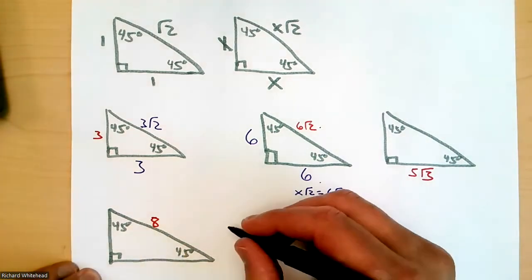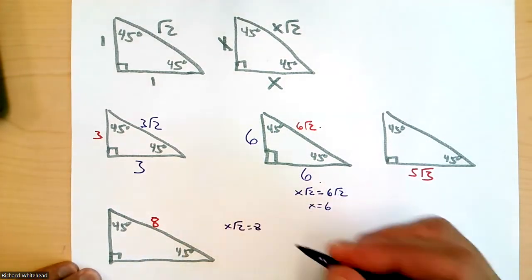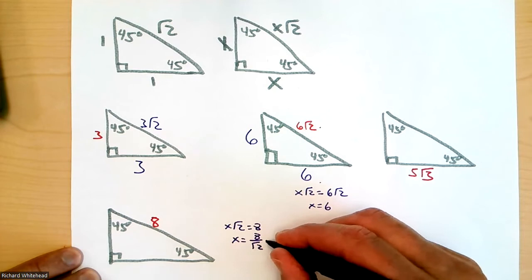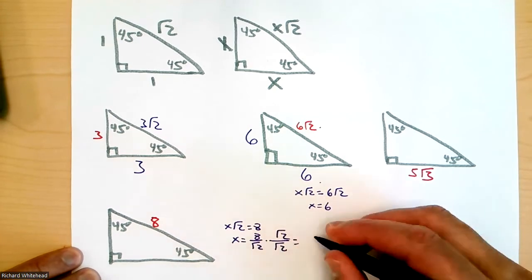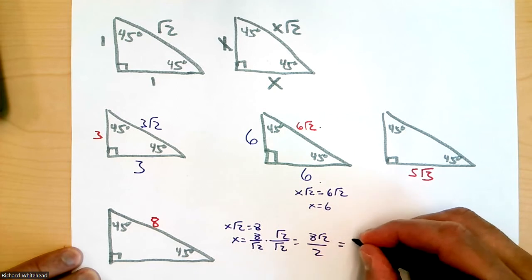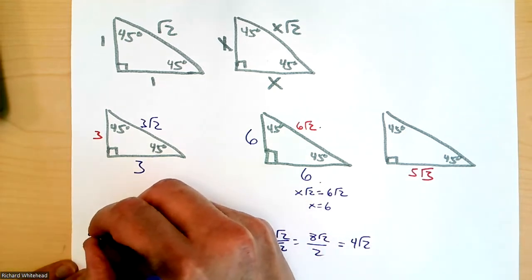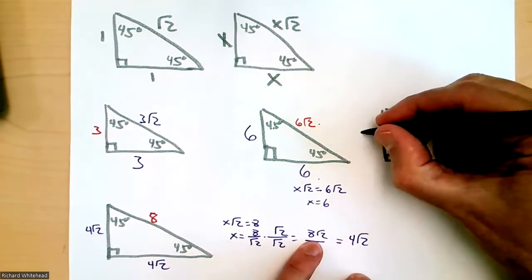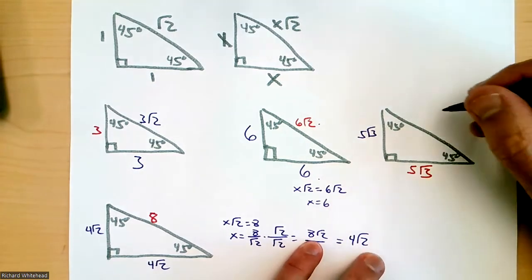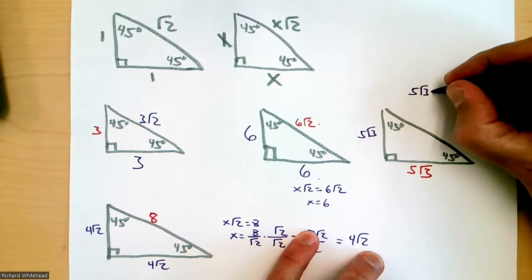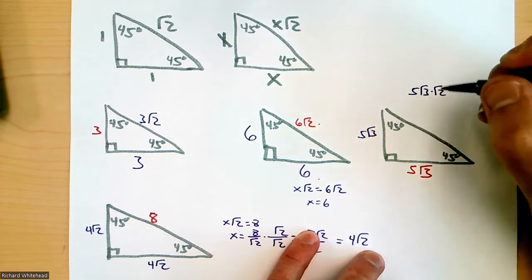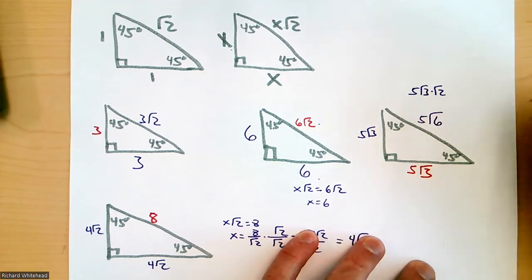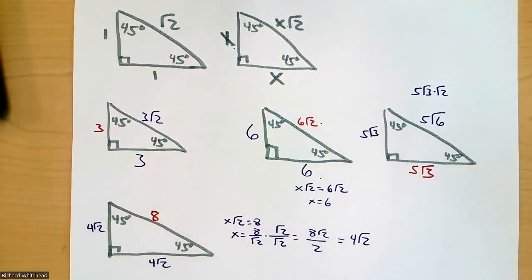This one's a little messy, because if you say x root 2 is equal to 8, then x is equal to 8 over root 2, which unfortunately we then have to clean up. So 8 root 2 over 2, so 4 root 2. So 4 root 2, 4 root 2. These guys are equal. That's easy enough. And then this guy up here, 5 root 3 times root 2, because that's x times root 2, so 5 root 6. Anyway, there are some problems that show up like this on the homework.